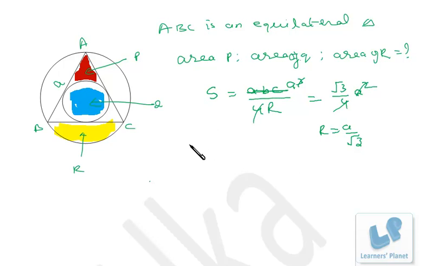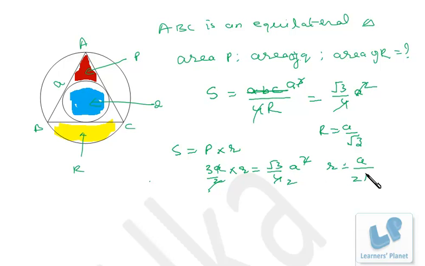Similarly, inradius we can find out. Area S is equal to semi-perimeter into inradius, right? Semi-perimeter over here will be A plus A plus A, 3A by 2, into r, and what is actually the area? Root 3 by 4 A square, right? So r is equal to A upon 2 root 3. I have done the derivation over here, but directly if you wish you can remember, circumradius is 1 upon root 3 of side, and inradius is 1 upon 2 root 3 of side.